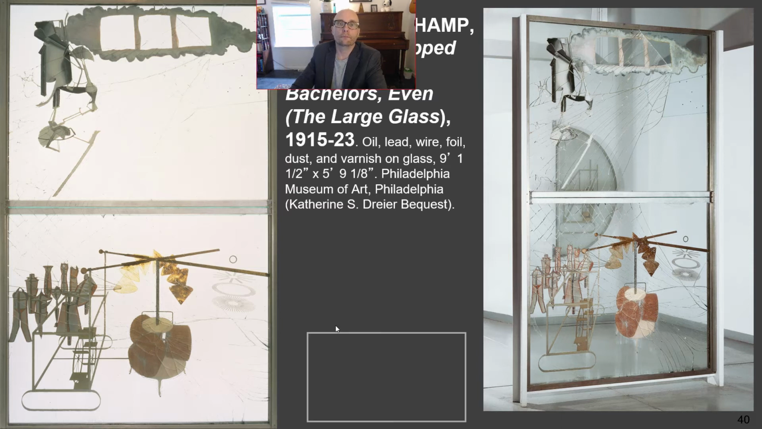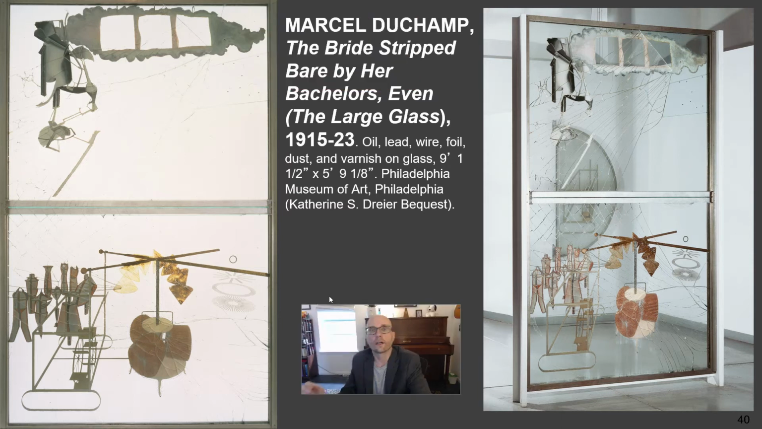We can see this sense of chance in this work called The Bride Stripped Bare by Her Bachelors. This is a work made up of various pieces of metal sandwiched between two pieces of glass. It's very Cubist in many ways. It also draws heavily from the Futurists and their use of almost mechanical kinds of objects here in a very abstract way.